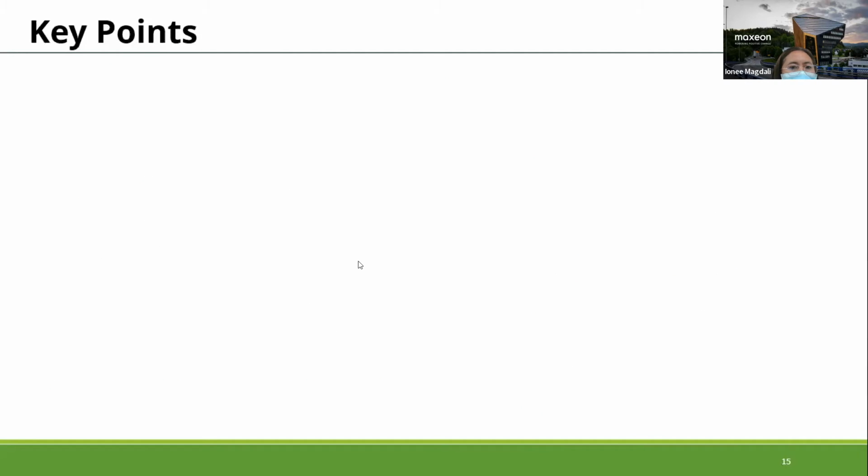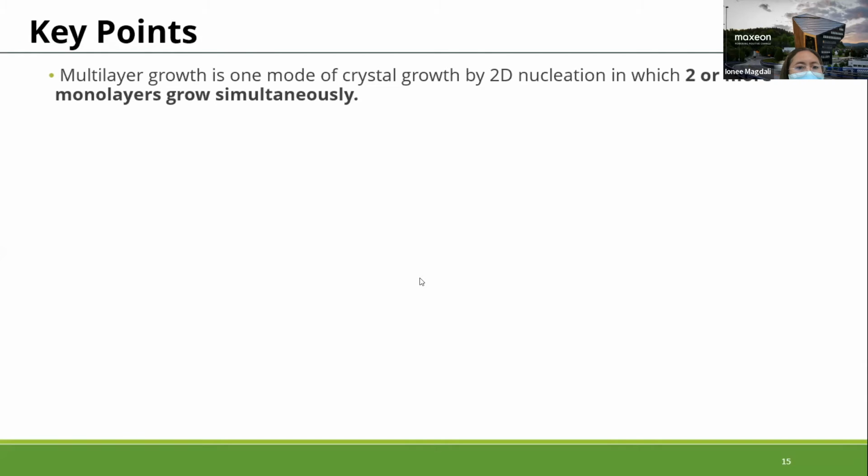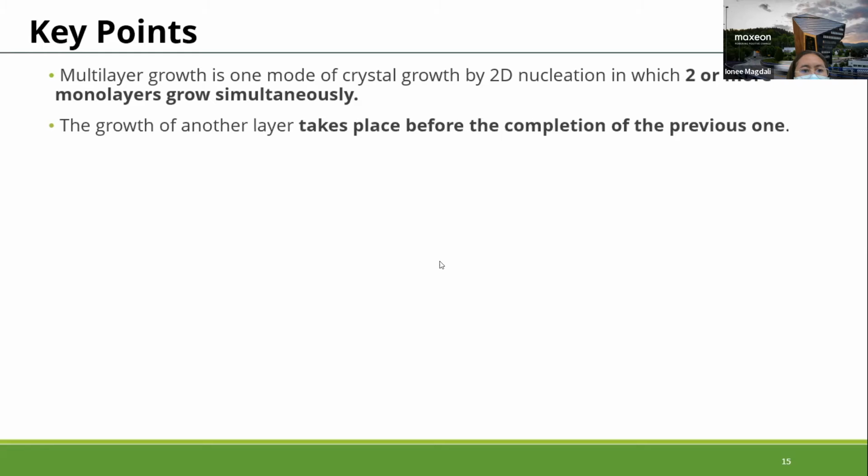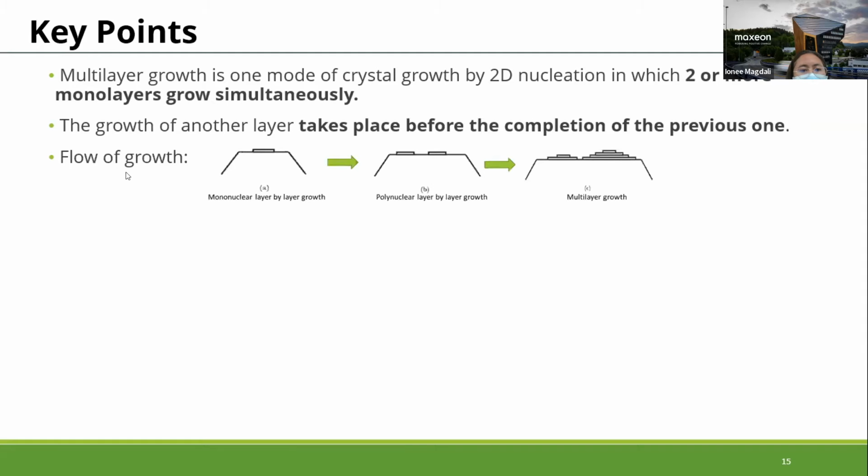Just some key points. Multilayer growth is one mode of crystal growth by polynucleation in which two or more monolayers grow simultaneously. The growth of another layer takes place before the completion of the previous one. If we take a look at the mechanism of how the growth is formed, the first step is mononuclear layer-by-layer growth, followed by polynuclear growth, and the last step is multilayer growth.